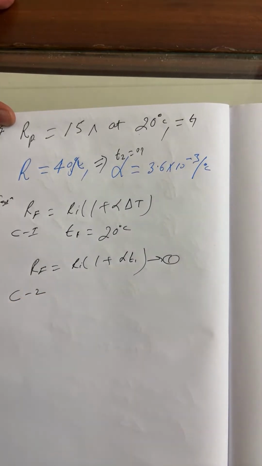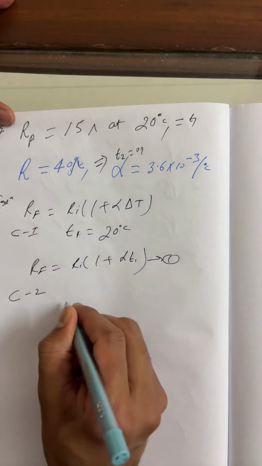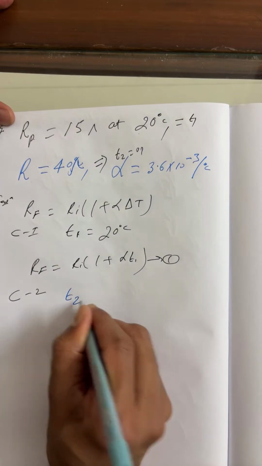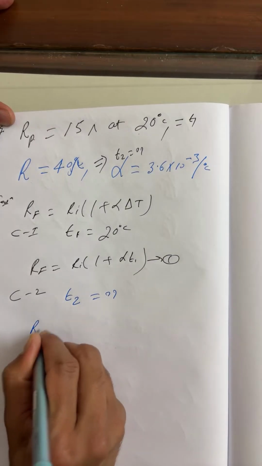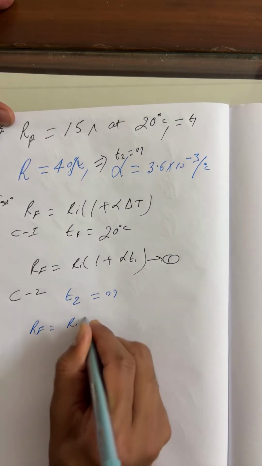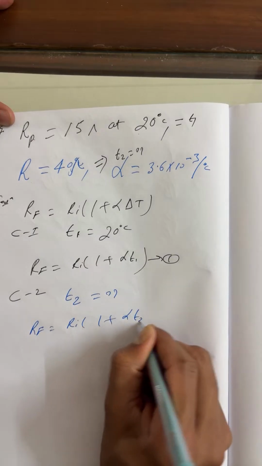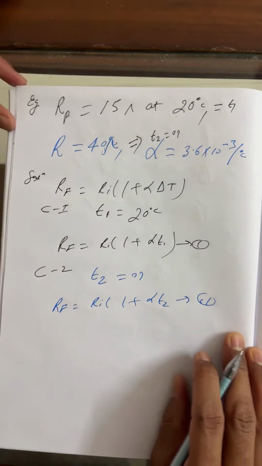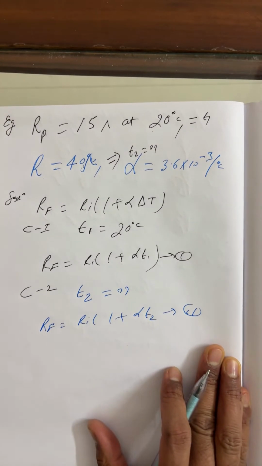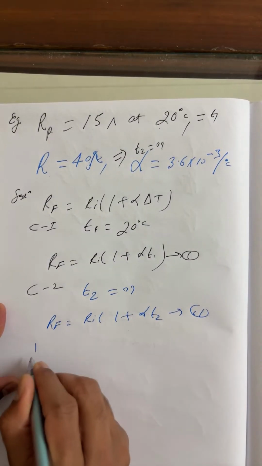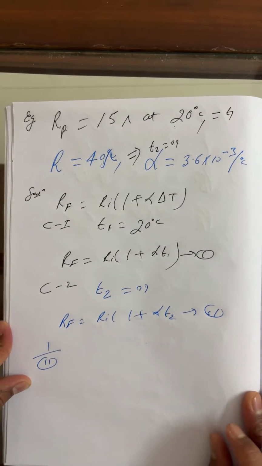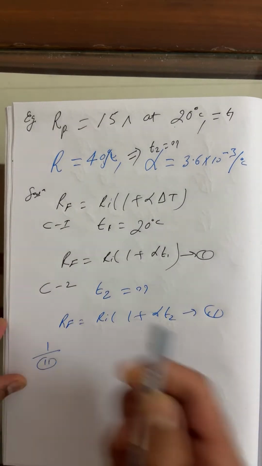In case number 2, T2 is what we wish to find. So R final again you can write as R initial times (1 plus alpha into T2). This is equation number 2. Now just divide these two, first by second.